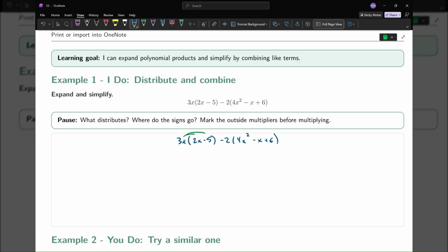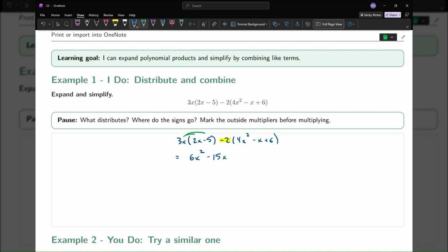So here, 3x times 2x is going to be 6x squared. 3x times negative 5 is going to be negative 15x. Good, fair enough. For the second one, just note, I am going to multiply through by negative 2. I could multiply by 2 and then subtract everything, but likely I would just miss a step there. So I'm going to multiply by negative 2.